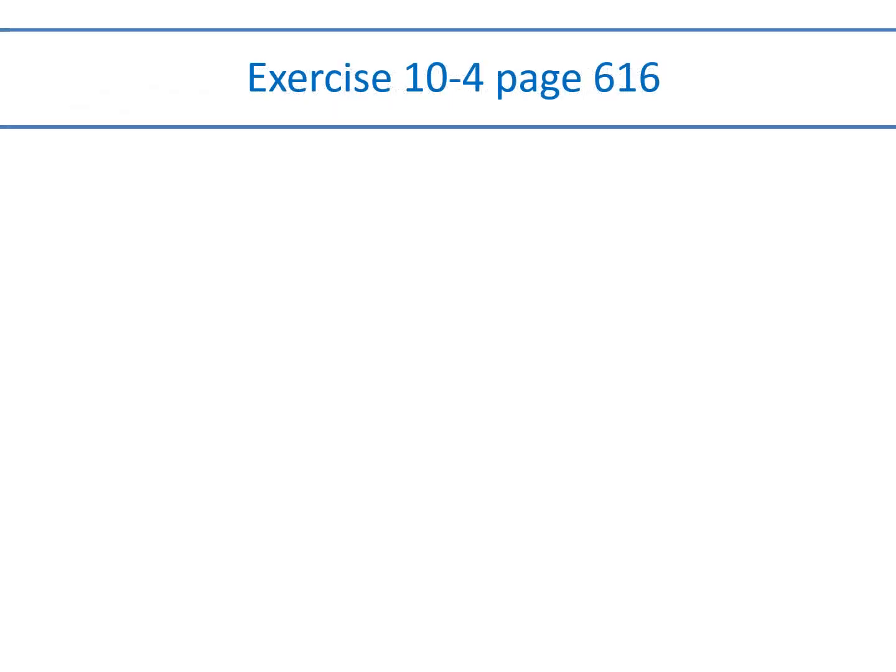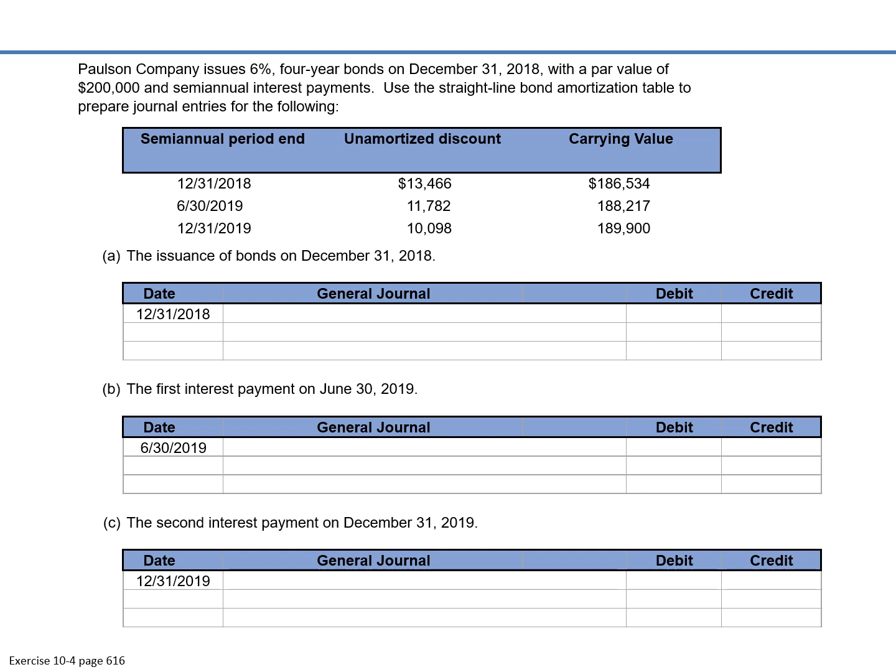All right, exercise 10.4. Paulson Company issues 6% 4-year bonds on December 31st, 18. Par value 200,000 and semi-annual interest payments. Use the straight line bond amortization table to prepare the journal entries for the following. So when we issue the bond, they tell us what we start at. That's the amount of cash we're going to get because it was issued at a discount. So we have cash equal to 186,534. We have a discount equal to 186,534 minus the 200,000 par value. And then we have bonds payable for the 200,000 par value.